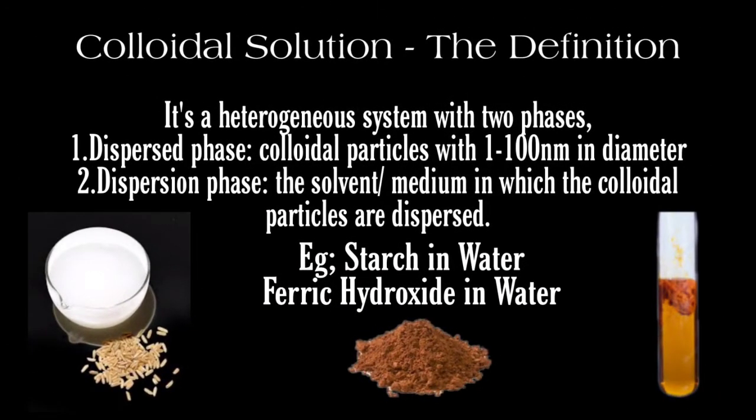The third one is obviously the colloidal solution itself. We can define a colloidal system as a heterogeneous system with two phases. That is the dispersed phase, which is the colloidal particles with a size between 1 to 100 nanometers in diameter, and the second phase is called the dispersion medium. It's a solvent or medium in which the above mentioned colloidal particles are dispersed. For example, rice juice, which is technically nothing but starch in water.